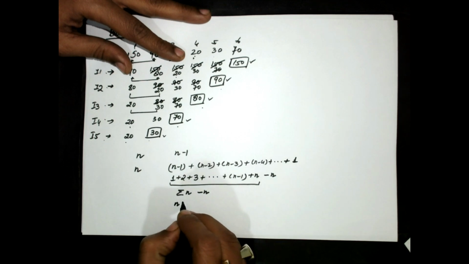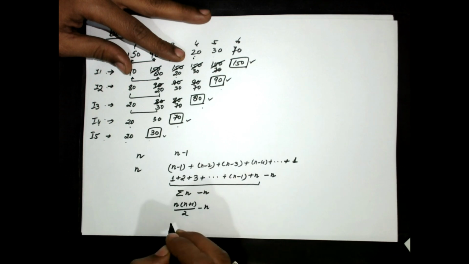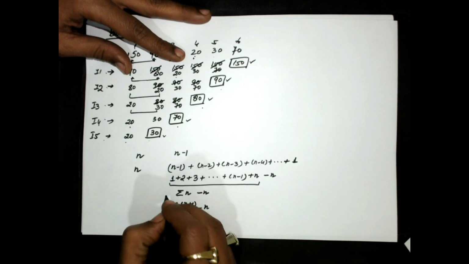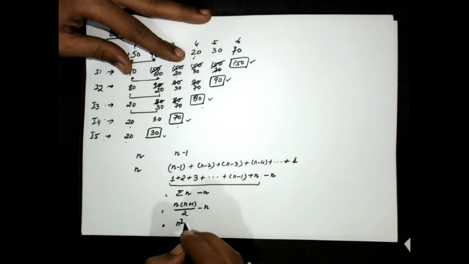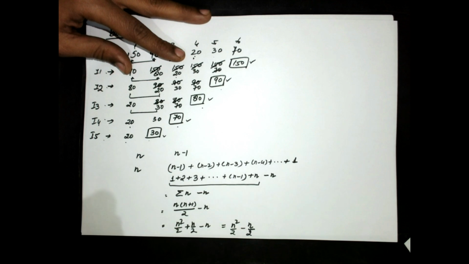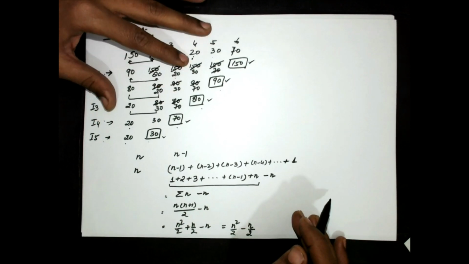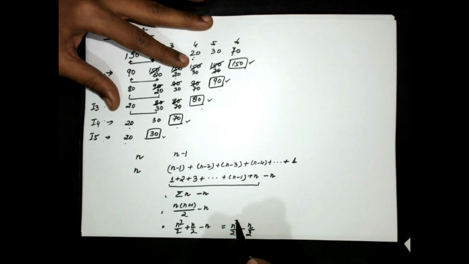So the value of this will be n into n plus 1 by 2 minus n, which is actually equal to n square by 2 plus n by 2 minus n, which can be rewritten as n square by 2 minus n by 2. Now, if I do all the iterations in the bubble sort, the number of comparisons required are n square by 2 minus n by 2.